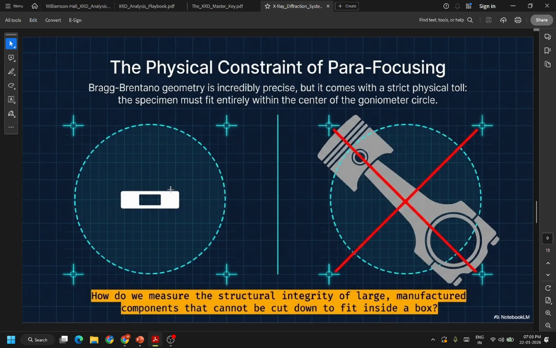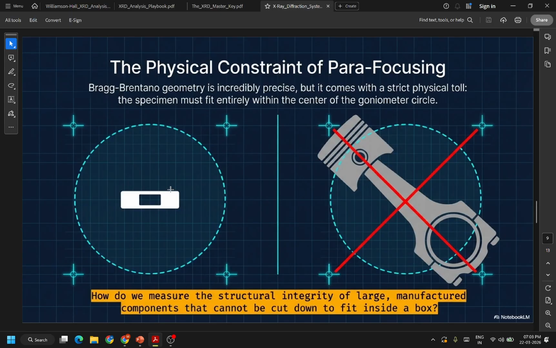Now, the physical constraint of parafocusing: the Bragg-Brentano geometry is incredibly precise, but it comes with a strict physical toll. The specimen must fit entirely within the center of the goniometer circle.